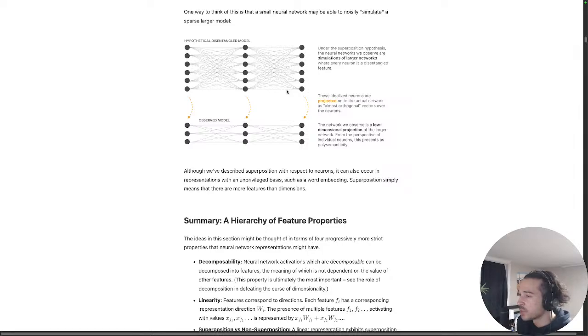Although we've described superposition with respect to neurons, it can also occur in representations with an unprivileged basis, such as word embedding. Superposition simply means that there are more features than dimensions.